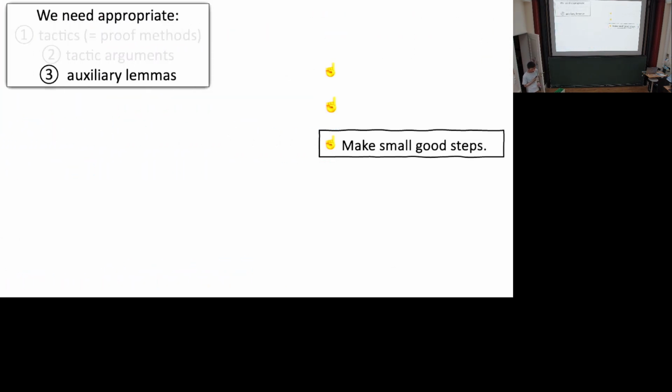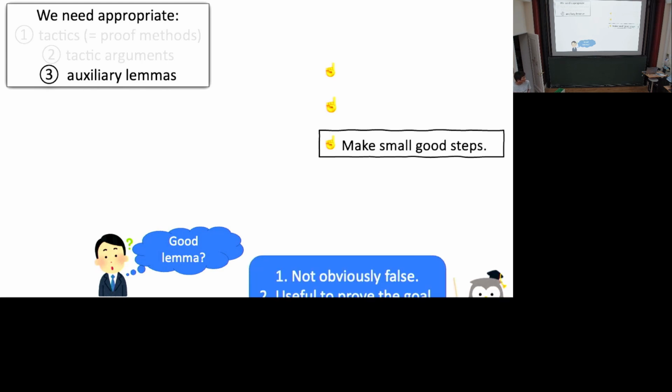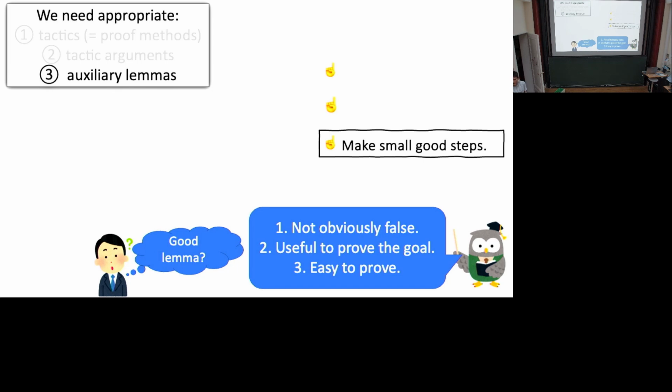So we have to be able to come up with good lemmas. But what do you mean by a good lemma? What makes a lemma a good lemma? I think there are 3 criteria. The first one is that the lemma shouldn't be false, right? If the lemma is false, we can't prove it. The second one is that a lemma should be useful to attack the final goal. The last criterion is that the lemma should be easier than the original goal. Otherwise, there is no point of having a lemma.